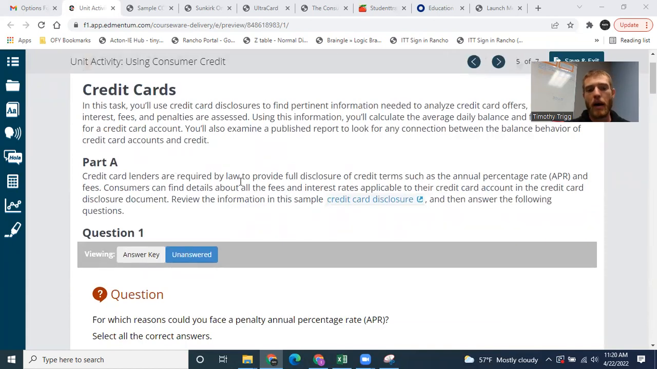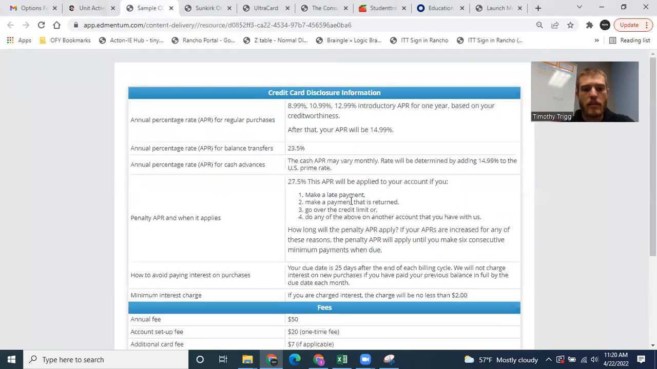Credit card lenders are required by law to provide full disclosure of credit terms such as annual percentage rate, APR, and fees. Consumers can find details about all the fees and interest rates applicable to their credit card account in the credit card disclosure document. Review the information in this sample credit card disclosure and then answer the following questions. Go ahead and click on that link. That should give you this page right here, okay? Credit card disclosure information, and you can see APR for regular purchases and so on and so forth.